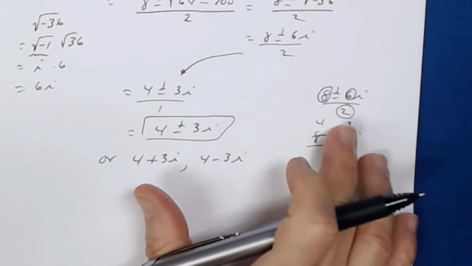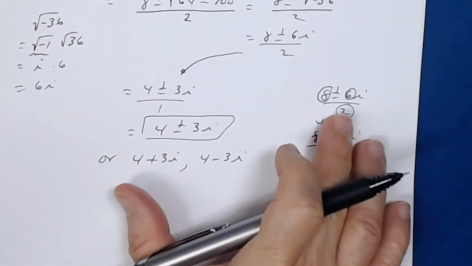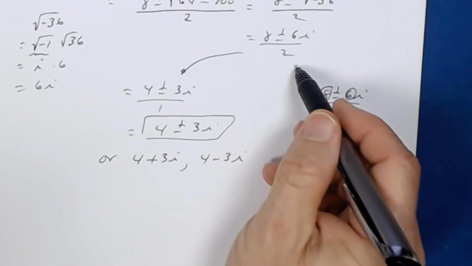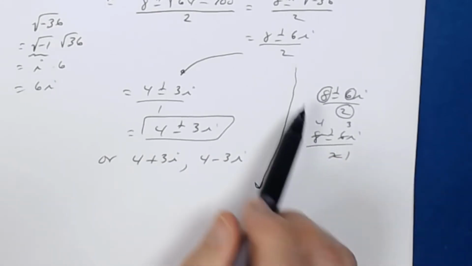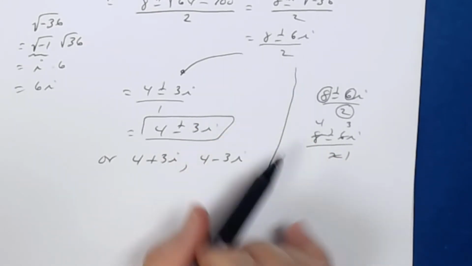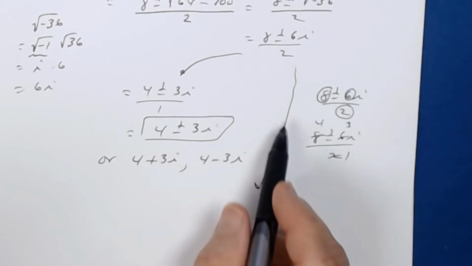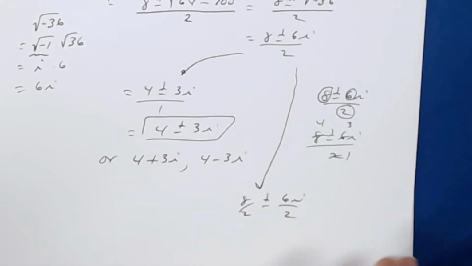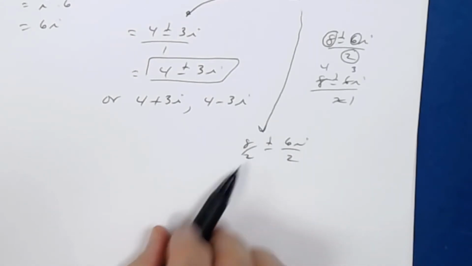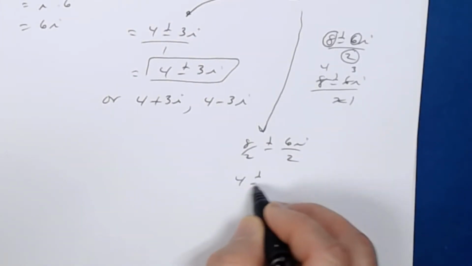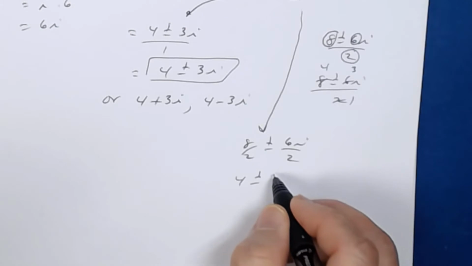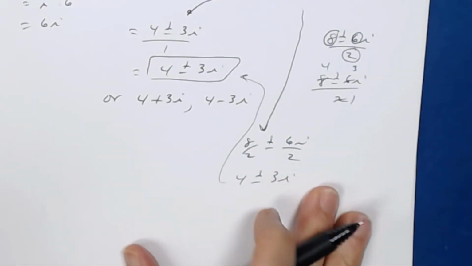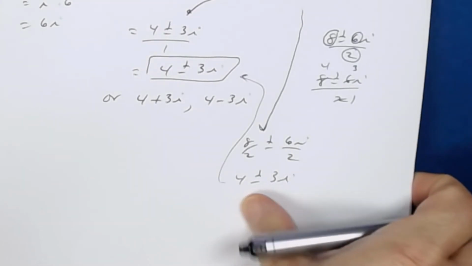Now, it is possible that you could have done this, that when you got to this point, I just want to show you this. Remember a while ago we said we could break this down into two fractions? So you could have said 8 divided by 2 plus or minus 6i divided by 2, and then reduce at that point. What's 8 divided by 2? 4 plus or minus. What's 6 divided by 2? 3. And you get this still, right? Okay, so you could have done that as well. All right, so that's number 4.